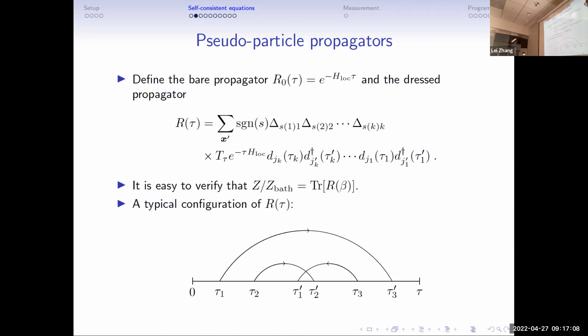You can understand the hybridization line as follows. At time tau 1, one impurity electron hops into the bath. And finally, at tau 3 prime, this electron hops into the impurity again. For the left arrow, you can consider that at this time point the bath electron hops into the impurity, and until tau 3, it hops back into the bath again. Any questions?